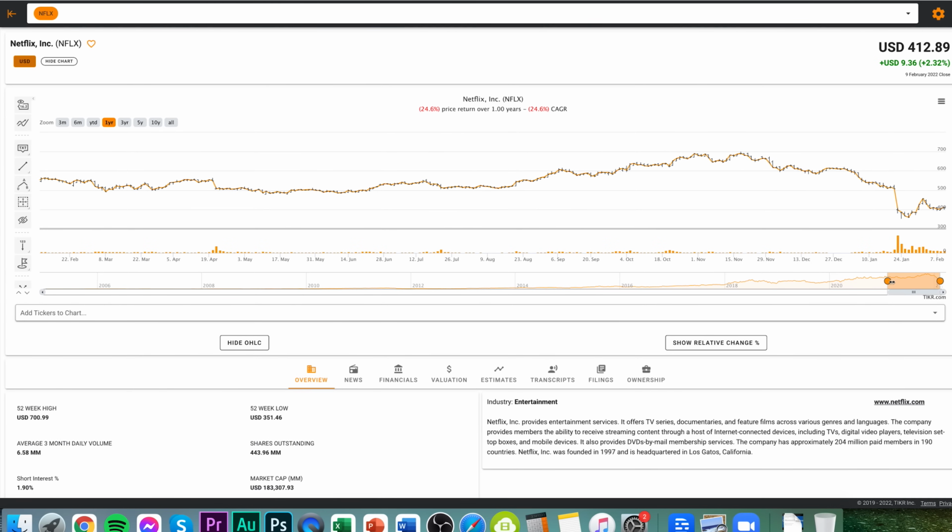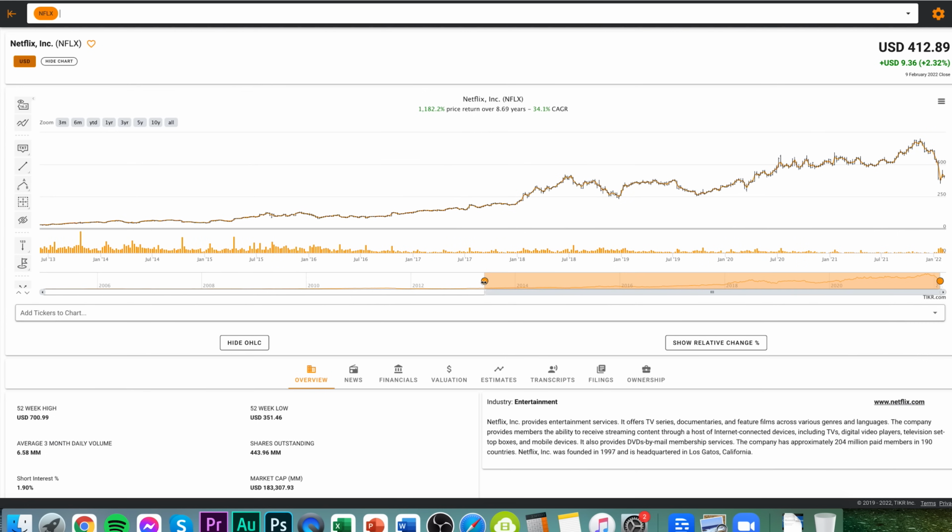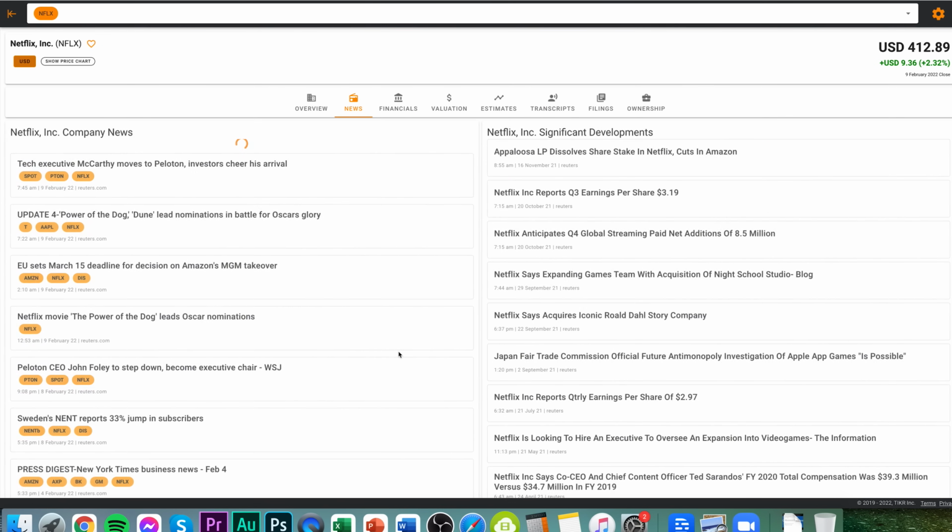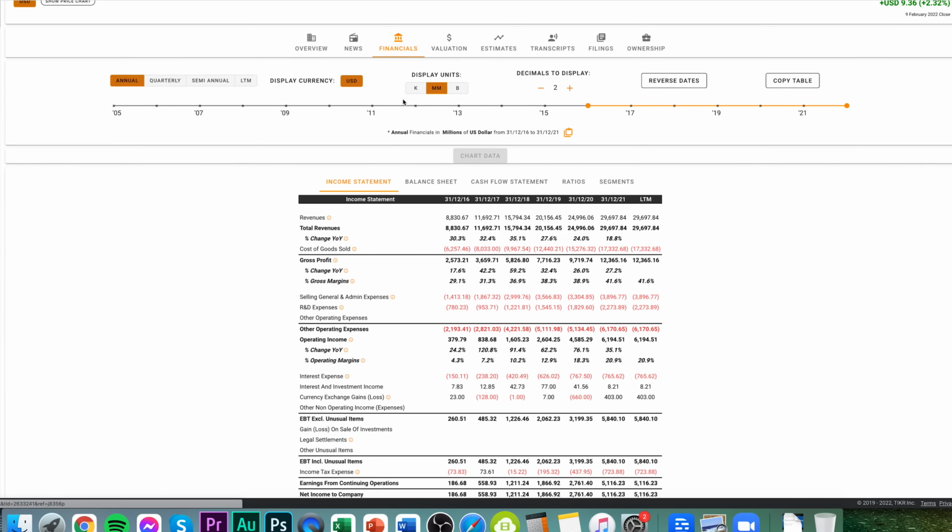The first tool that I want to talk about today is TIKR. Now, TIKR is essentially a comprehensive tool that you can use if you're fundamentally analyzing businesses or stocks. And TIKR is probably the most comprehensive version of this kind of service that I've found, especially given they have a free version which gives you access to almost everything available on their site.